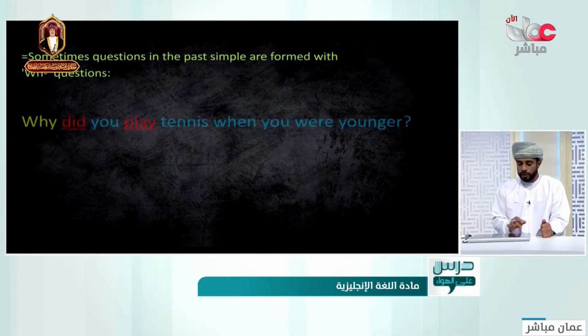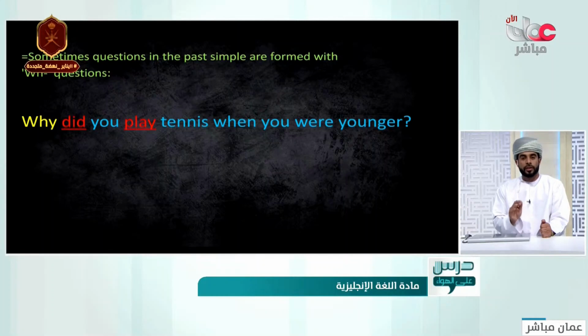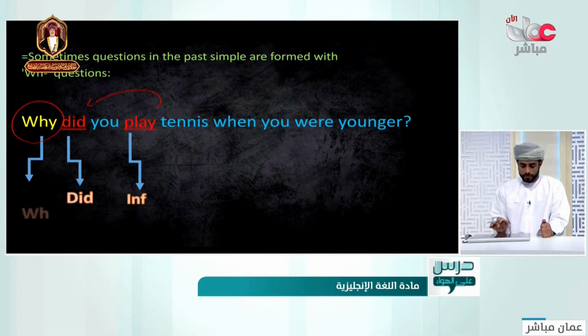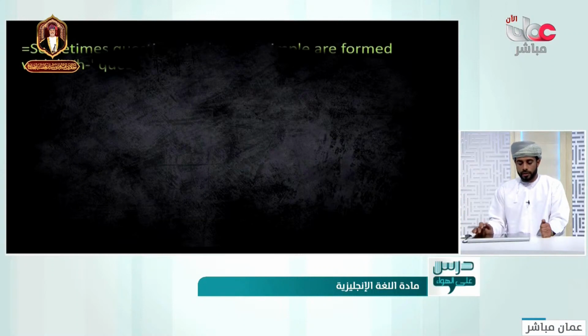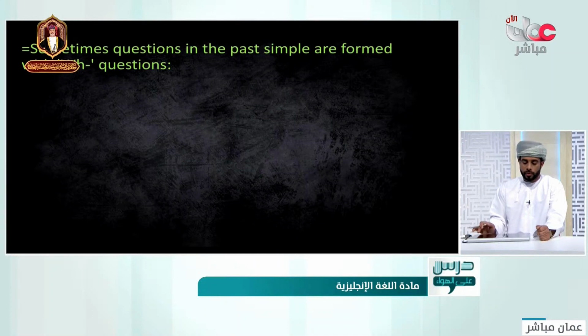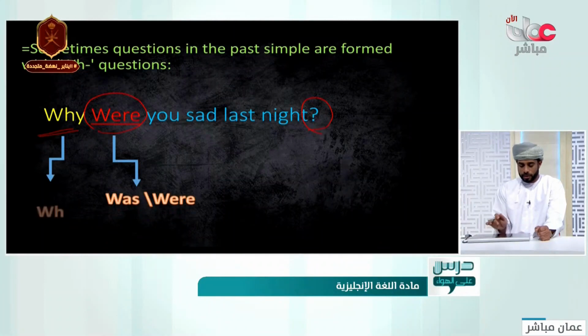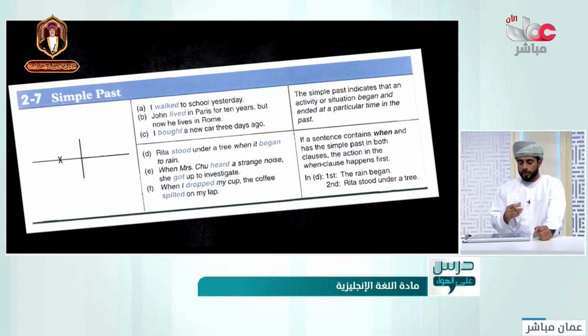Good. What about the WH question? The same thing. After you finish the yes or no question, you just add the WH question. First of all, make a yes or no question, as I told you, by moving the time to the beginning of the sentence, then you just add the WH question, like this one: WH, did, and the infinitive form of the task. Sometimes questions in the past are formed with WH questions. If you have the where also, that's the same thing. Just move it before the subject, and you can add the WH to form a question, like this one: WH was or were. This is a very simple thing. Our main concern today is how to form that ED, or how to make an ED verb.